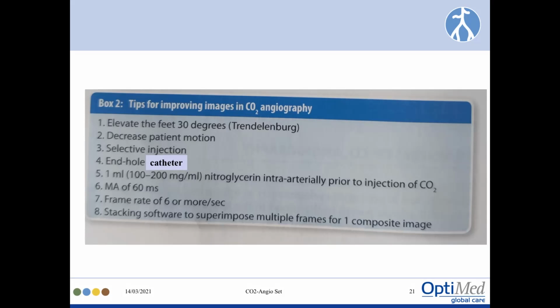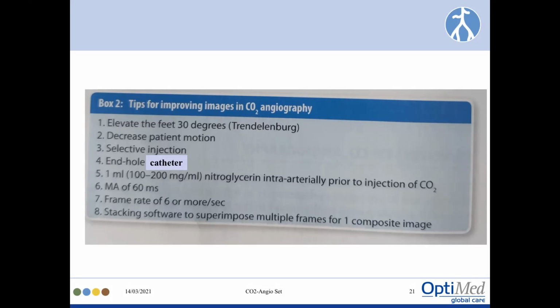Sometimes it's beneficial to give a little bit of NTG into the arteries prior to injecting CO2, because the CO2 itself is buoyant, and as it goes down the artery, it can cause a lot of spasm and pain for the patient. So in addition to an analgesic and maybe a sedation, some amount of NTG is also given at times. You need to tell your technician to set the frame rate.